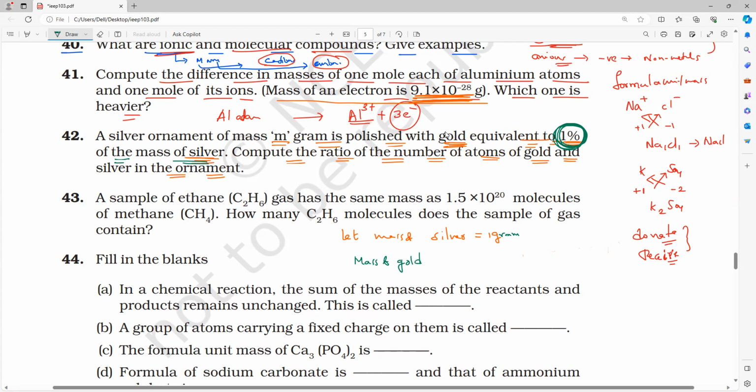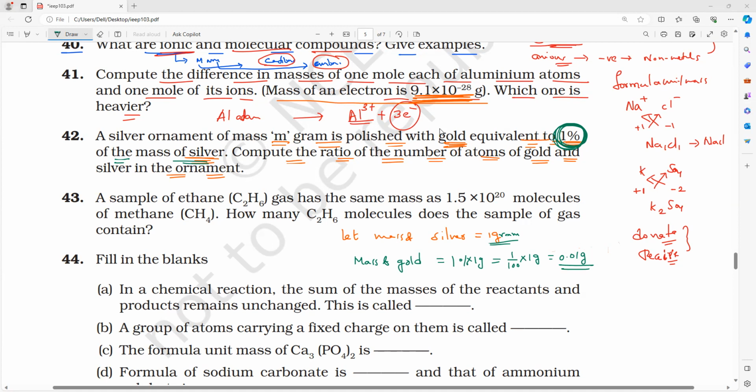Mass of the gold, how much? 1% of the mass of silver. Mass of silver, how much do we assume? 1 gram. So 1 by 100 into 1 gram, which is equal to how much? Gold mass, how much? 0.01 gram. Clear, everybody?